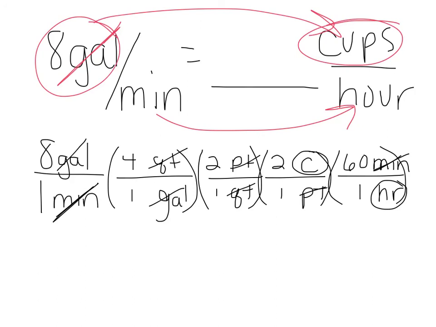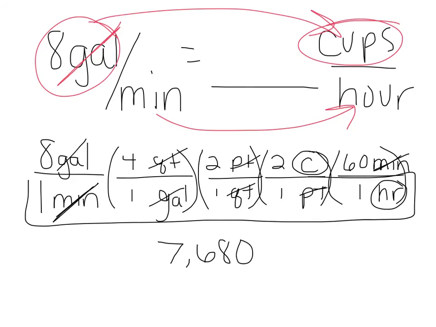Okay, so now you're just going to multiply through 8 times 4 times 2 times 2 times 60 on the top, which gives you 7,680, and there actually isn't even anything you have to multiply on the bottom. They're all ones, so your answer is 7,680 cups per hour.